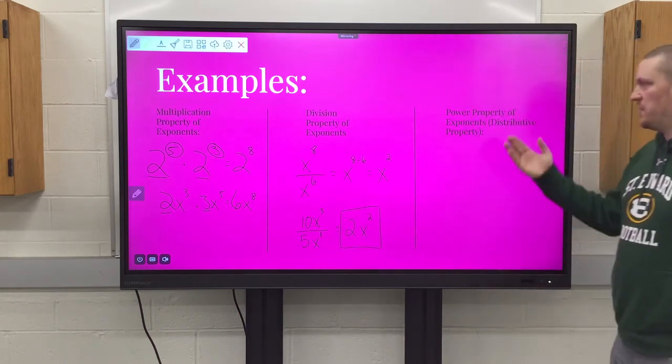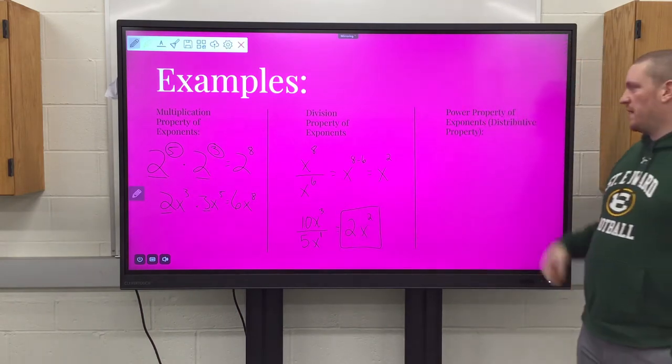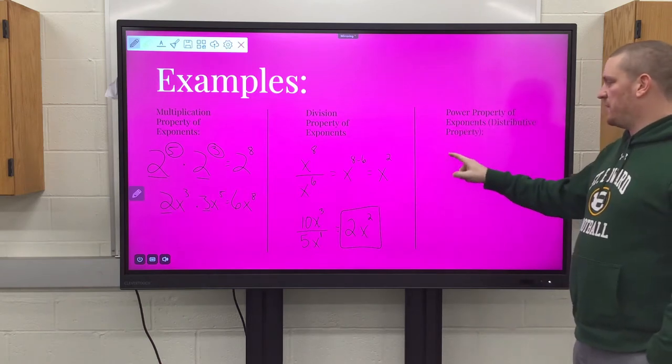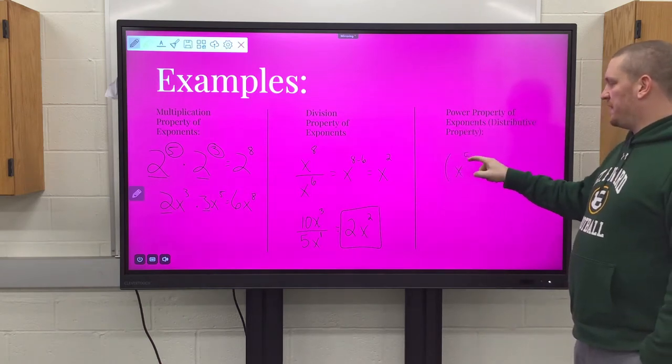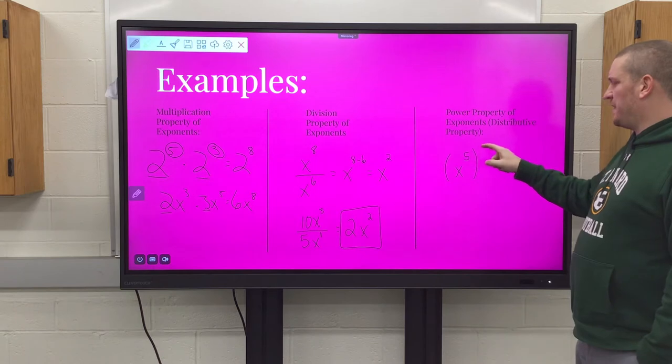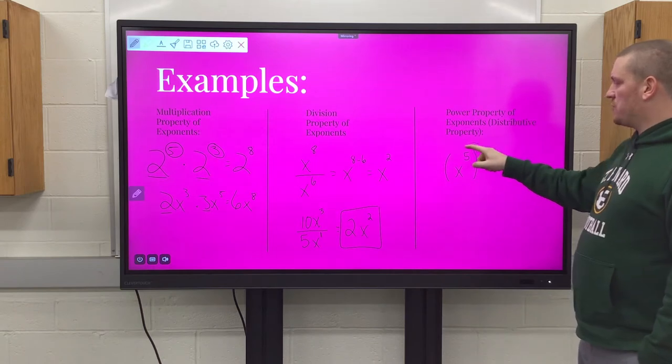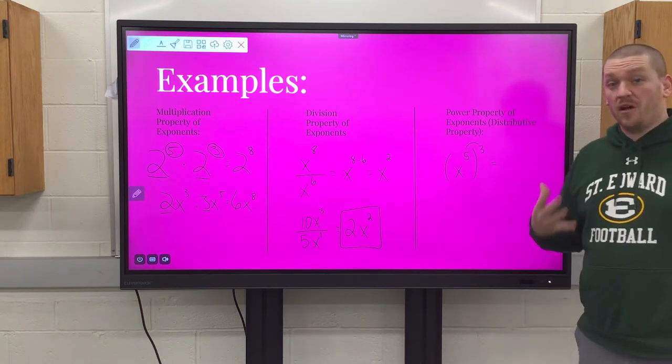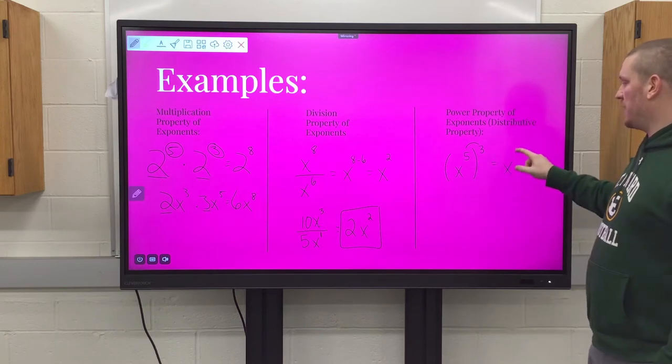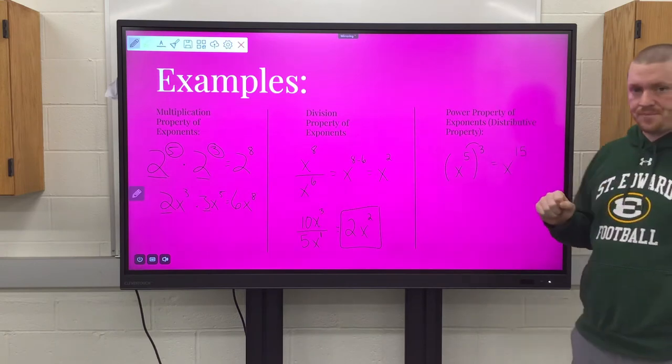And then the last one that we look at is the power property of exponents, or I like to call it the distributive property of exponents. It's when you deal with parentheses within it. If you have x to the fifth to the third power, whenever you draw a line in math, remember that means to multiply, so you just take that and you make it x to the 15th power.